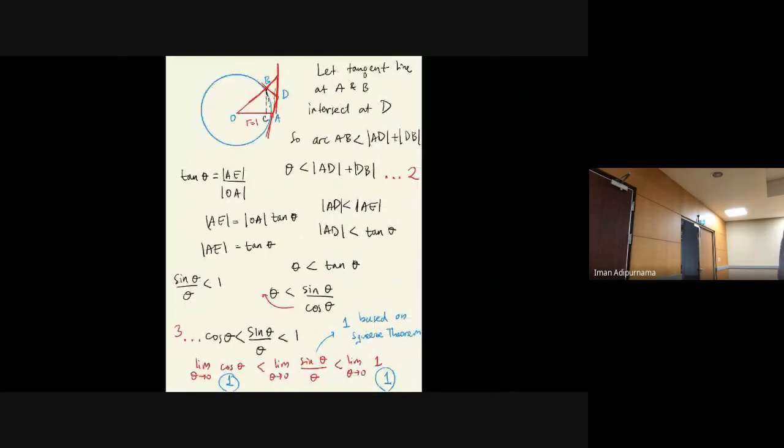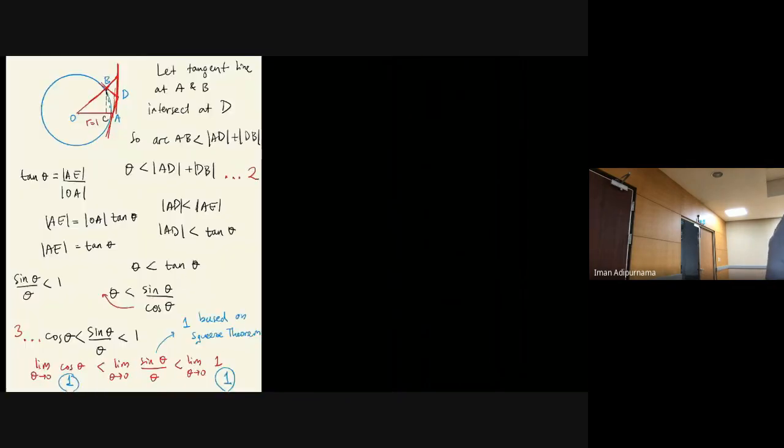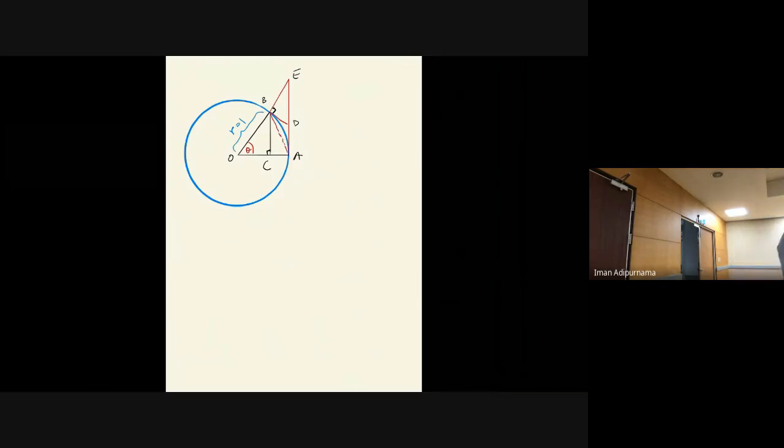This is using comparison of lines. We can also use another approach, which I call comparison of area. If you think my writing is too small, please tell me, and I will make it bigger. So let's consider triangle OBA here.